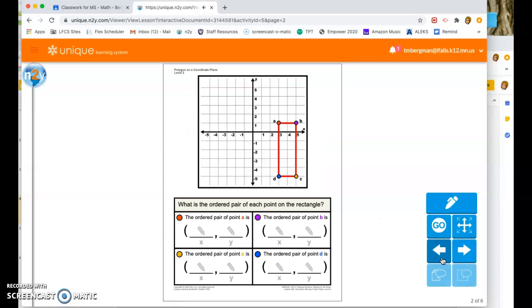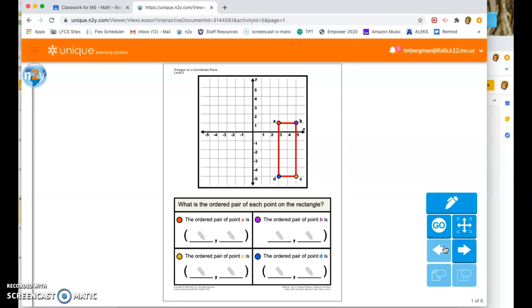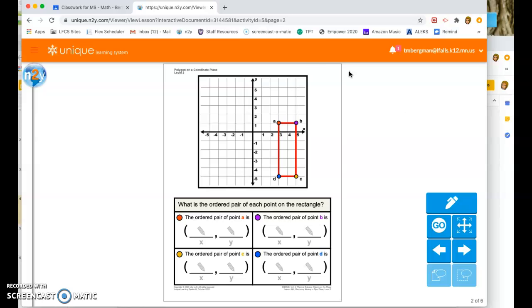Yours might also look like this. Remember that you're looking for the color and then finding the letter to make sure that you know what you're doing. So your x-axis is always first, and then your y-axis is next, okay? So yours might look like this or this. When you are finished with this activity, you are finished with our assignment. So those should have been all the things on your unique page today.